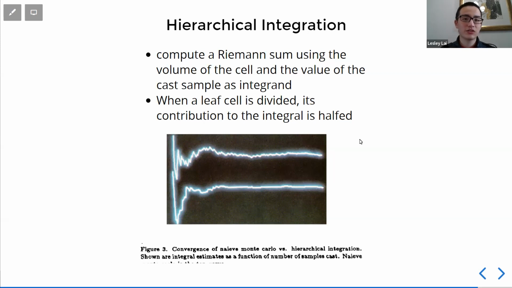And then Kajiya also introduced the hierarchical integration on top of the previous sequential sampling strategy, where we compute a Riemann sum using the volume of the cell and the value of the cast sample as integrand. So instead of just calculating the value of each individual point and then treating all their contributions to be exactly the same, we use a Riemann sum, and the contribution of each leaf cell is basically the area or volume.